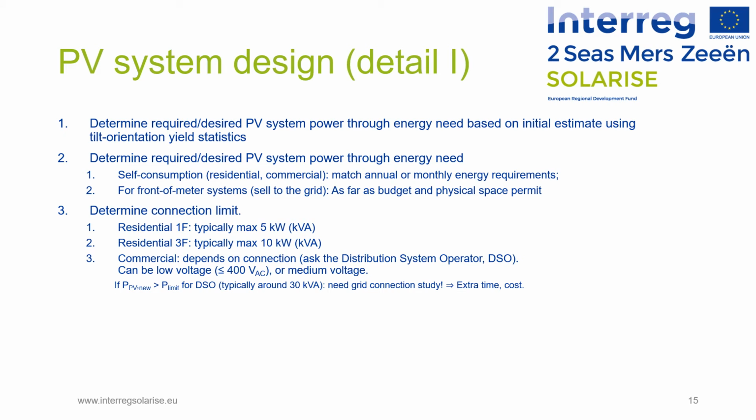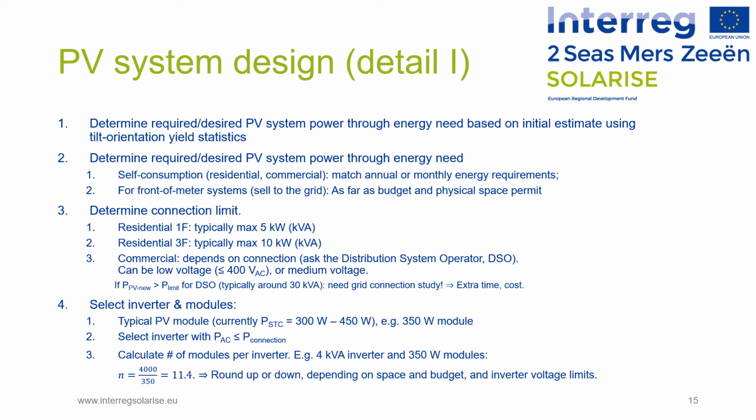And there it depends on the connection that a system has to the grid, whether it is low voltage, less than or equal to 400 volts, or medium voltage. If it happens that the PV power that is going to be installed is higher than a limit for the DSO, which is typically around 30 kVA, then a grid connection study is needed. And that usually results in extra time and cost that needs to be planned for.